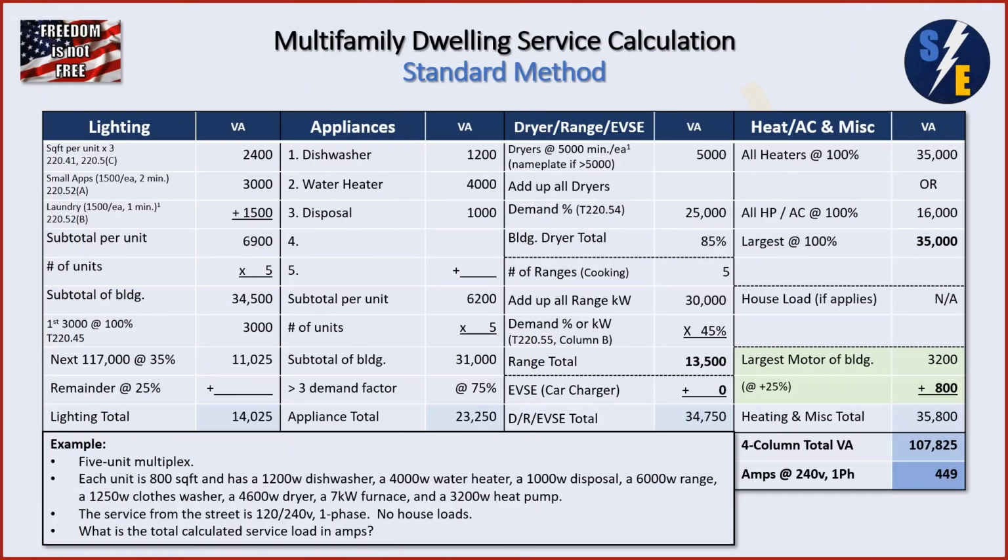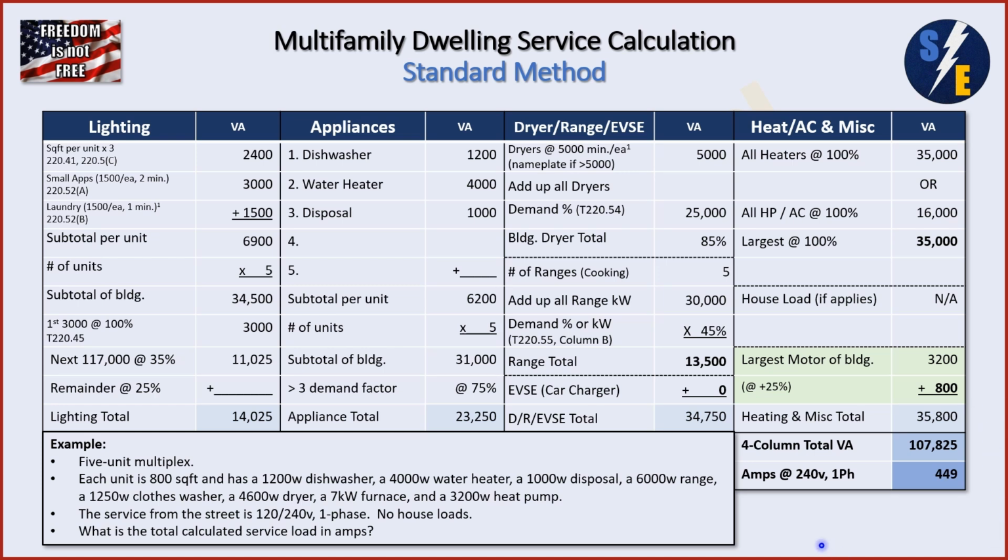Okay, now that we have that, we're going to add up all four column totals. And we're going to come up with a building total of 107,825 VA. We're going to divide by our volts, which is 240, single phase, and we're going to come up with 449 amps. And that is our service total.